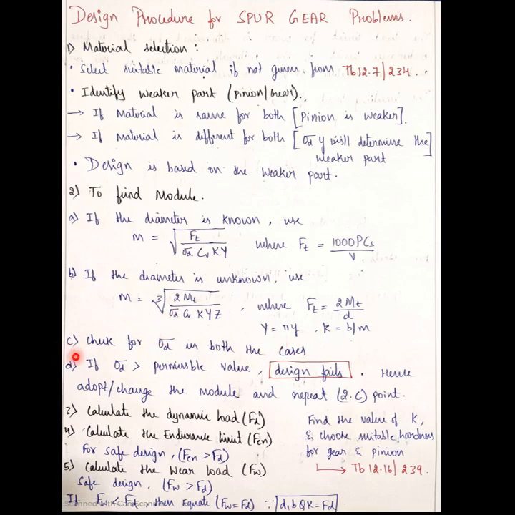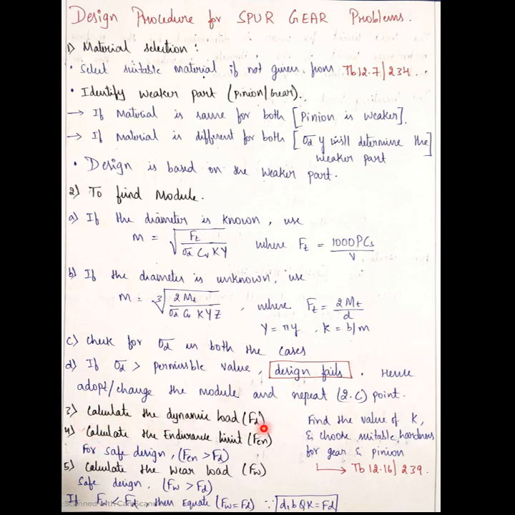Next, check sigma d in both cases. This is very important, because when selecting the allowable stress, that is the material, we get sigma d from this table. If it is greater than the permissible value, the design will fail. Hence adopt a change in module and repeat the check step. I will explain that while explaining the problems.